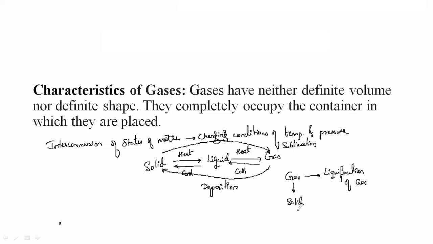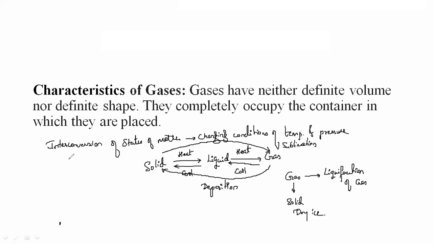Example is your dry ice, right? It is dry ice. So on heating, a solid usually changes to liquid, and liquid on further heating changes to gas. And there are methods also known to it. Conversion of solid to liquid, we call it melting. Liquid to gas, we call it vaporization or evaporation. Gas to liquid, we call it condensation, and liquid to solid, we call it freezing.